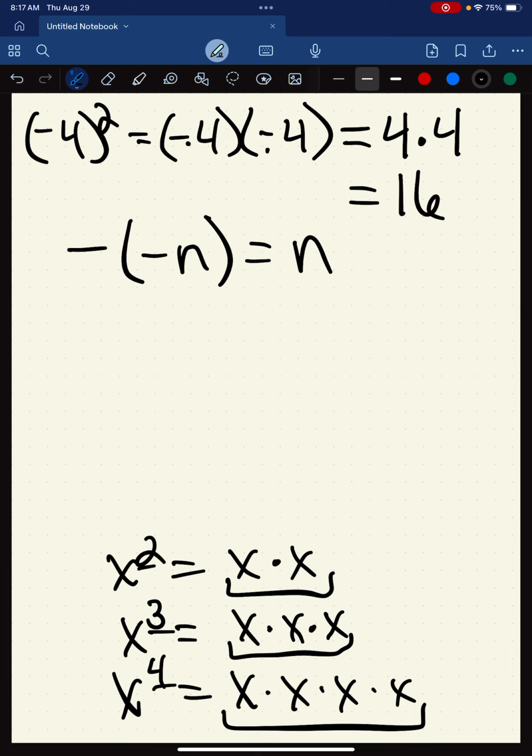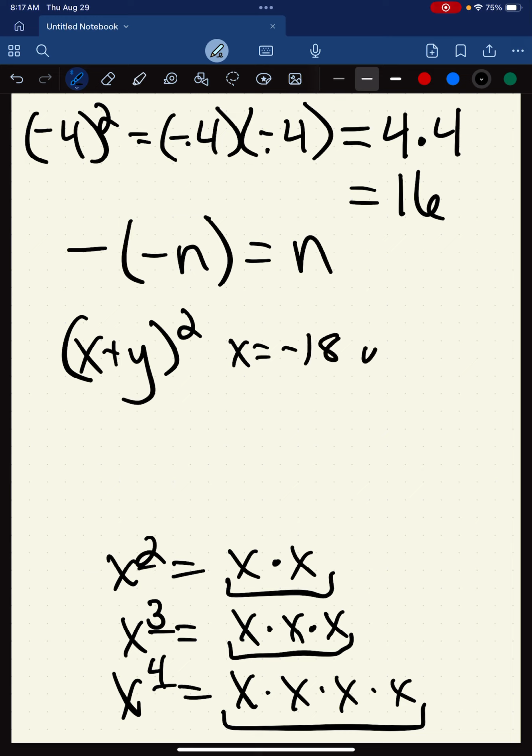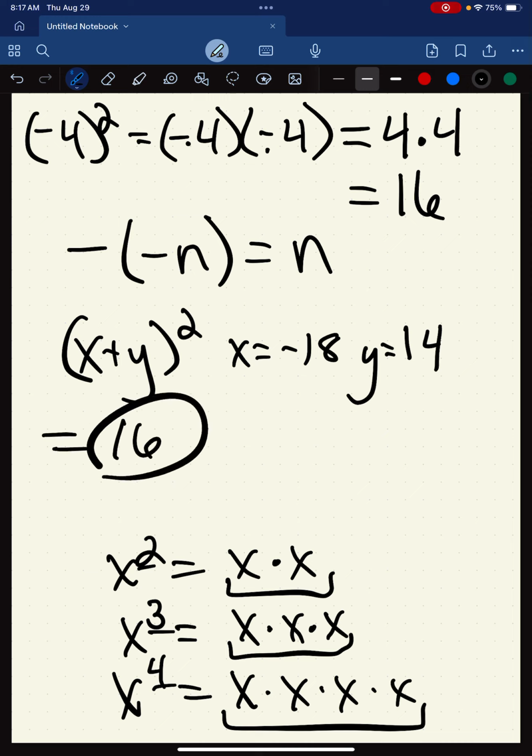We'll come back to this in the next lecture. So overall, (x plus y) squared, when x is negative 18 and y is 14, is going to be equal to 16.